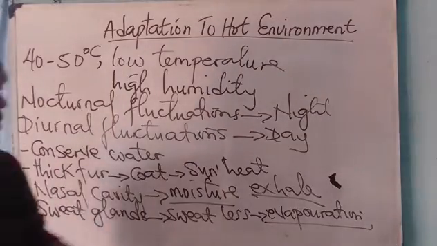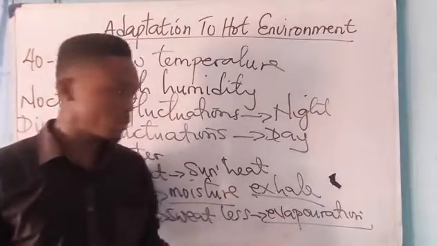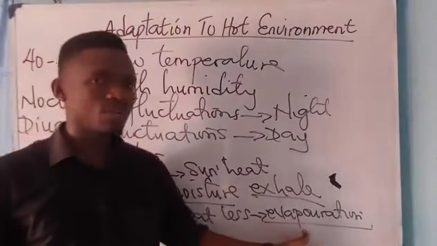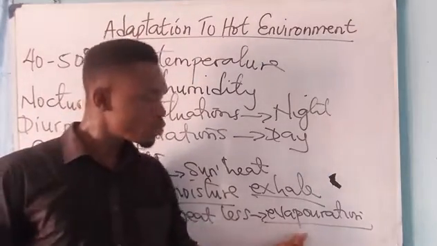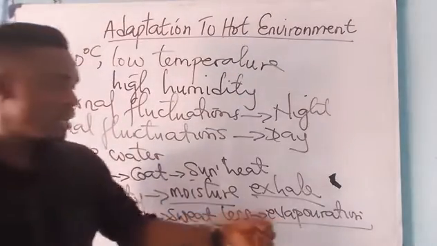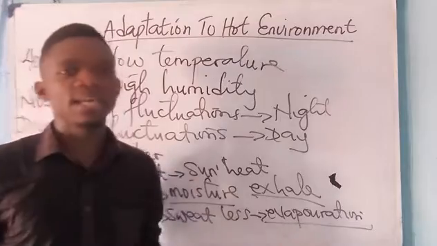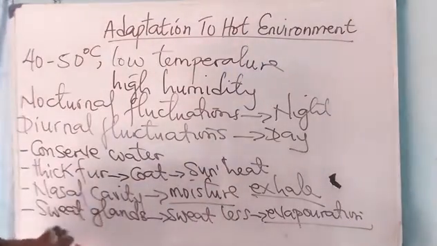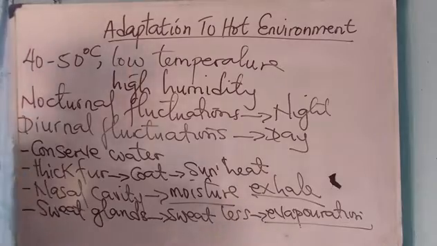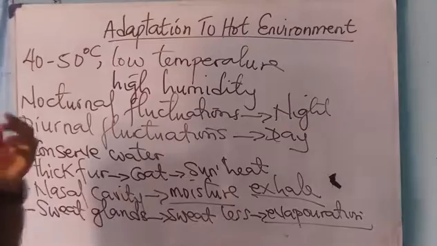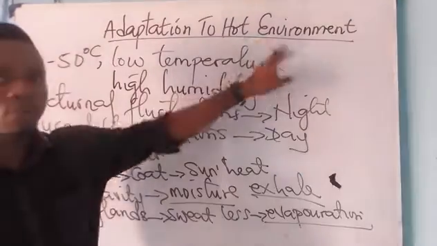Owing to the fact that evaporation is very slow, they tend to reabsorb water through the process called what? Evaporation. Through slow evaporation. As the water on the surface of their skin evaporates slowly, they have the chance to reabsorb water. So these are the various mechanisms that camels have evolved to withstand hot environments.